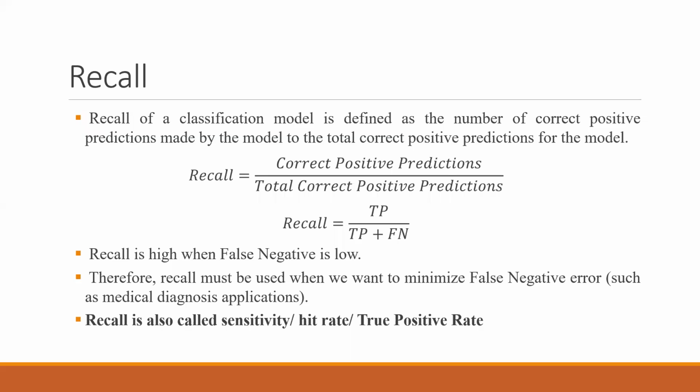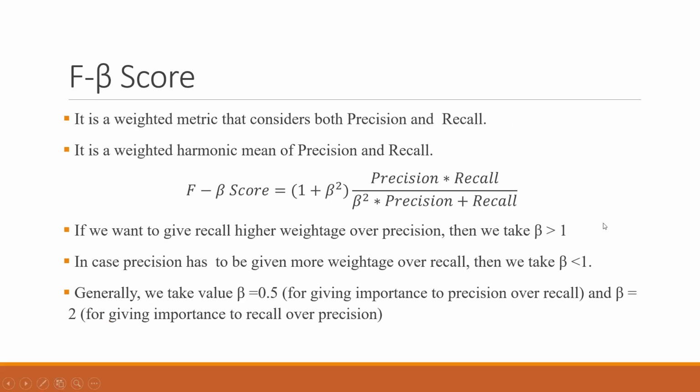Okay, so we stopped at this slide in the last lecture. We were discussing the classification matrix, evaluation matrix, and recall was the last thing that we discussed. So coming on to the F beta score. F beta score is another classification evaluation metric. We have already seen accuracy, recall, precision, right? And now F beta score.